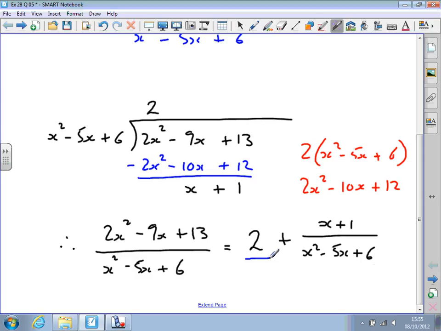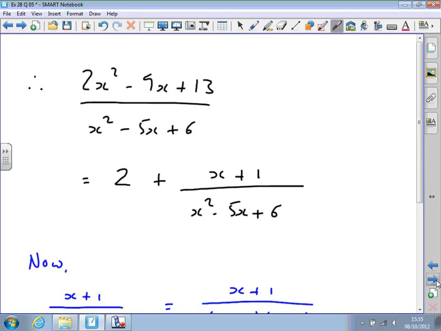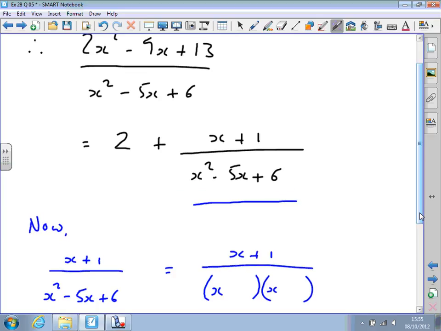So see if you can carry on now and divide this part into its partial fractions, which is very similar to some of the earlier questions in this exercise. But I will work the solution through on the next slide. So we've got that. The original problem can now be written as this. And now, just looking at this part, the x plus 1 over x squared minus 5x plus 6, I need to try and factorise the denominator, x squared minus 5x plus 6, and think of numbers that add together to give minus 5 and multiply together to give 6.